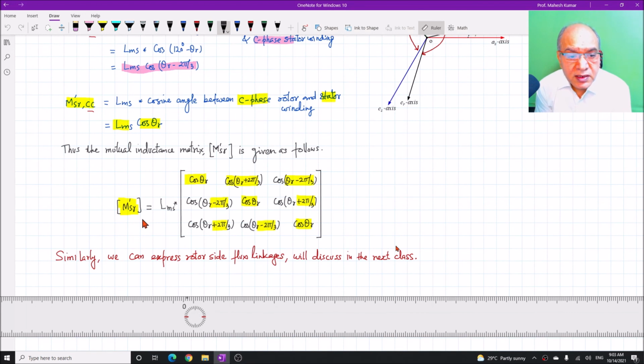So this is the mutual inductance matrix for the stator circuit, which consists of cosine elements in terms of the theta r and LMS. In the same way, we can find the matrix MRS dash, that is the mutual inductance matrix for the rotor circuit. So that we will continue in the next class.